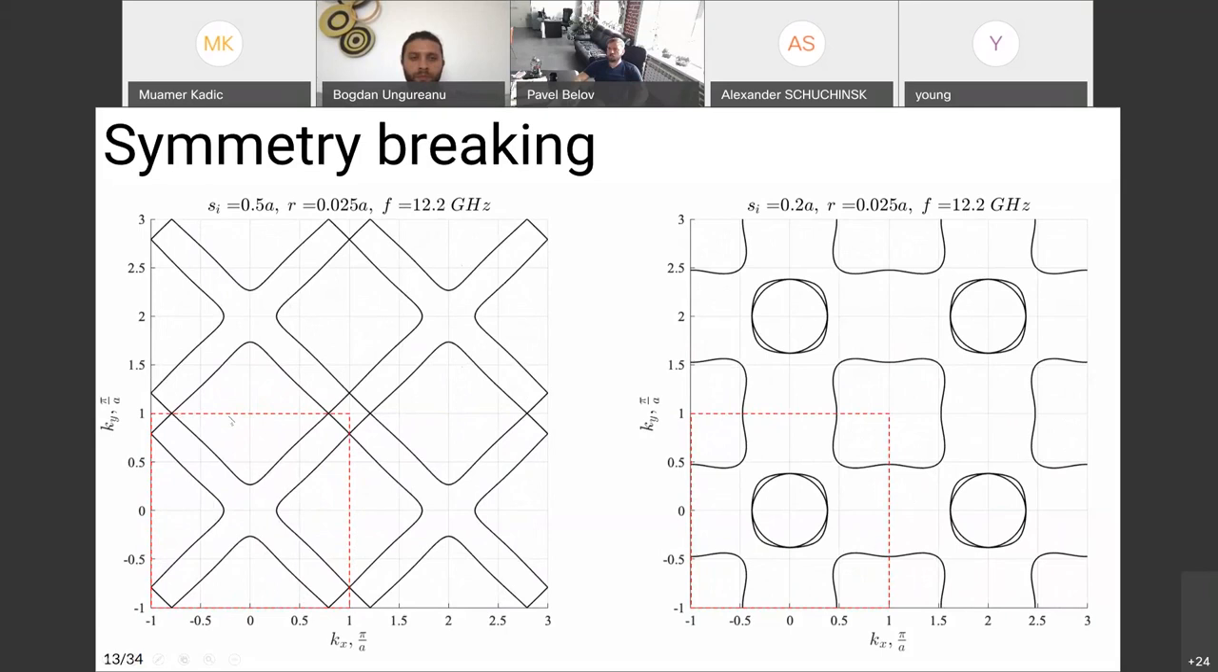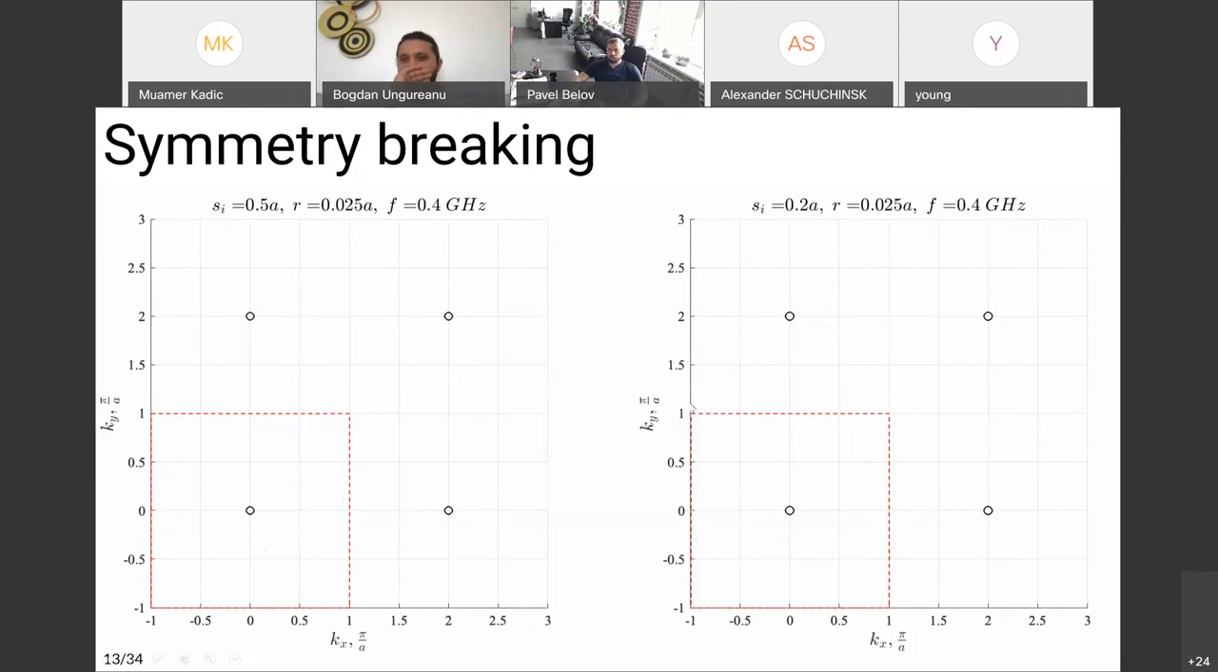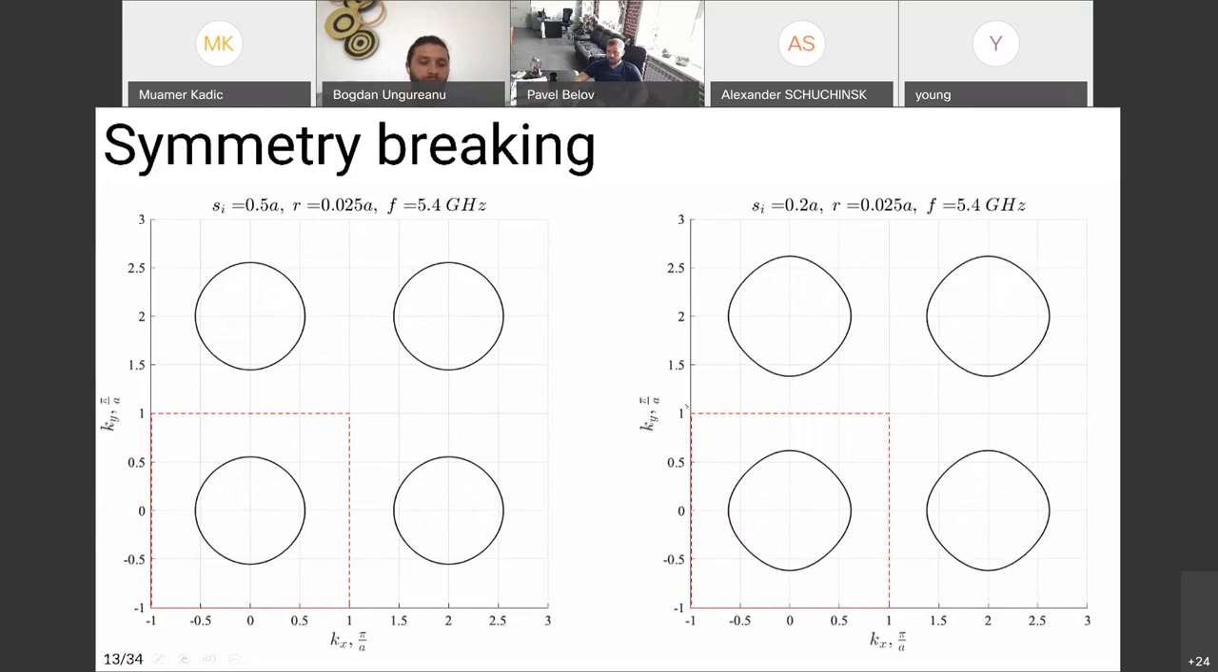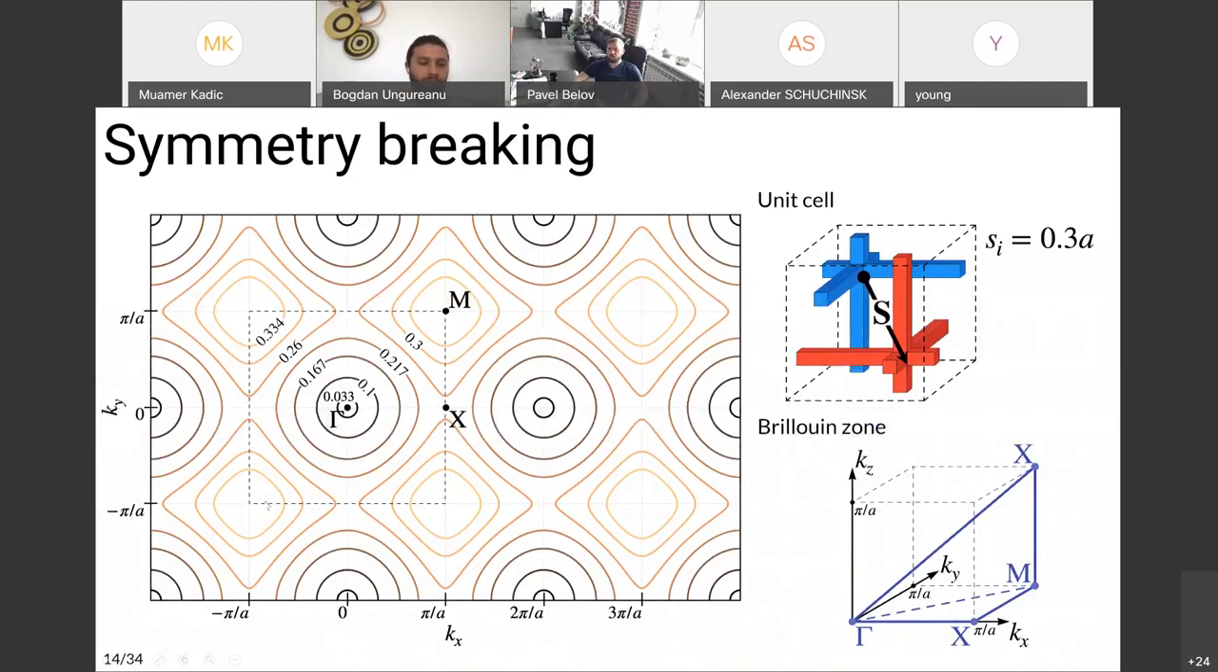When we saw this, we realized that we probably did not understand something until the end, and started to think what can be done. Isofrequency contours being perpendicular to the edges, to the sides of the Brillouin zone, is completely okay for us. We have seen this for many photonic crystals at many frequencies, for dielectric photonic crystals, for different metamaterials, and so forth. But isofrequency contours crossing at the boundary is something strange. And actually, we have found an answer.